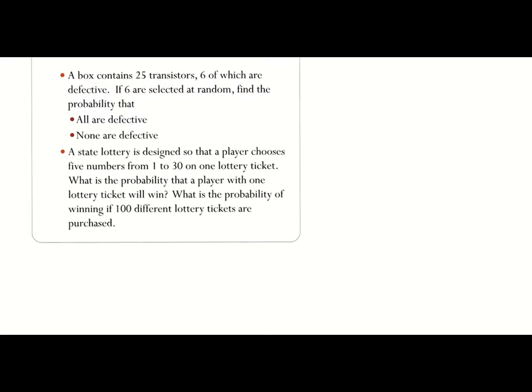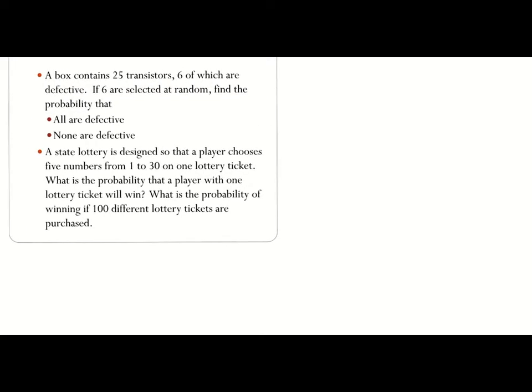Okay, so here we're going to start off and we're going to get a box that contains 25 transistors, 6 of which are defective. And if 6 are selected at random, find the probability that all are defective and none are defective. Well, first we need to figure out how many ways can I select 6 transistors out of a box of 25. Now for this one, it's going to be a combination because order does not really matter the way I select them. So I have 25 total transistors and I want to choose 6.